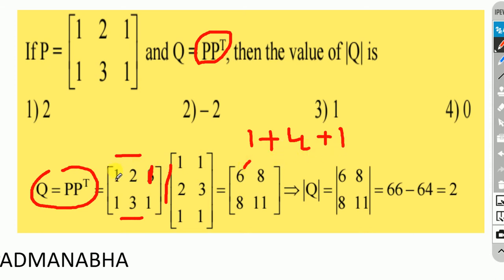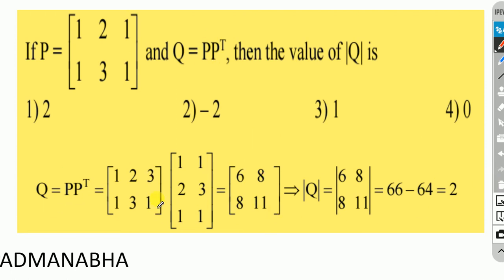And first row into second column is 1 into 1 plus 2 into 3 is 6 plus 1 into 1, that is 6 plus 1 plus 1 is 8. That is first row into second column, 6 and 8 is the first row of this P into P transpose. Similarly second row into first column gives us 1 into 1 is 1 plus 3 into 2 is 6 plus 1 into 1 is 1. So that is 6 plus 1 plus 1 is 8 here.